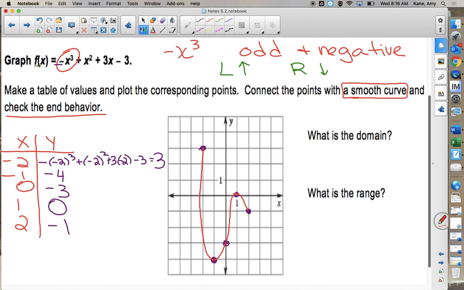Now we only picked 5 points, but I know that it has to go beyond that. And we also know that the left side should end up. So if I go to that left point, just make it continue up. Go to the right point, make it continue down.